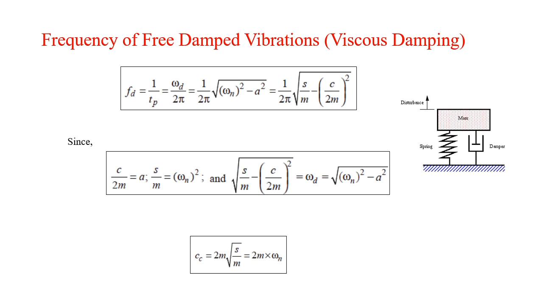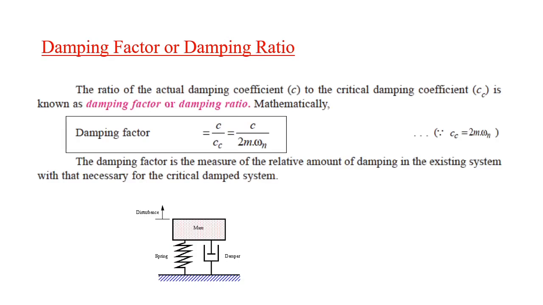and Cc is the critical damping coefficient. It is equal to 2 m into omega n. All these formulas we got while deriving the formula for the natural frequency of free damped vibration in the previous video, so you can watch that video in the suggestion link. Next, we will see what the damping factor or damping ratio is.